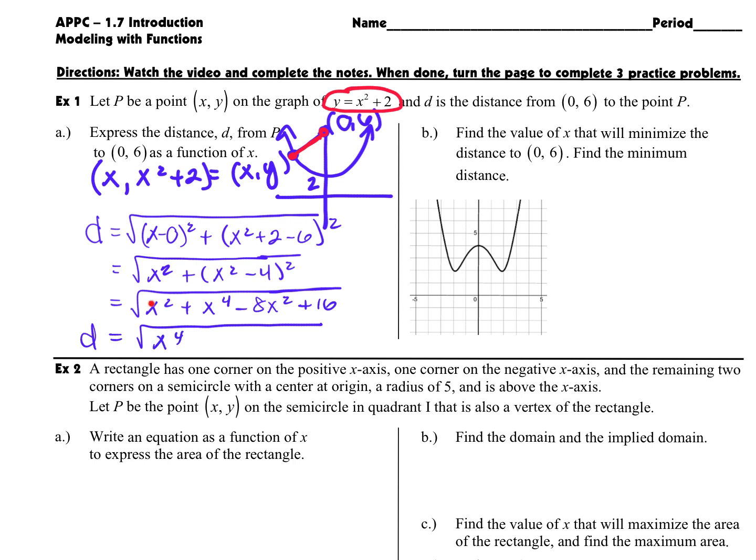I can collect these like terms, which is going to be minus 7x squared plus 16. This is our final answer. That is your formula to find the distance as a function of x. Now, if you come over here, you're going to see this funky looking graph. This relates to this question.